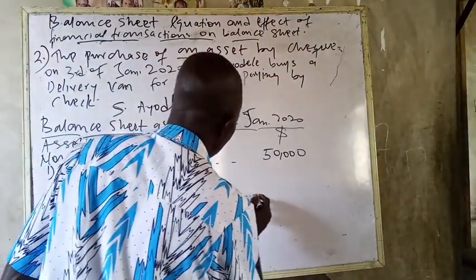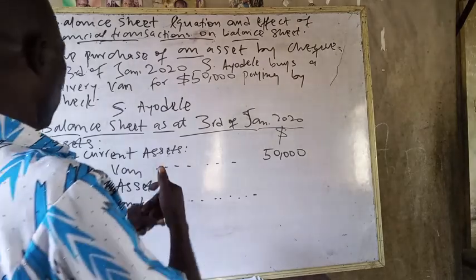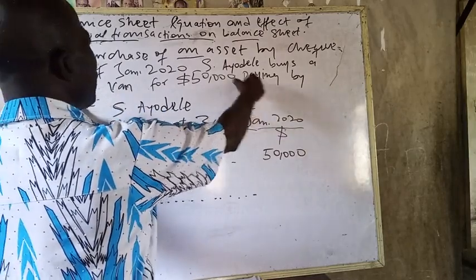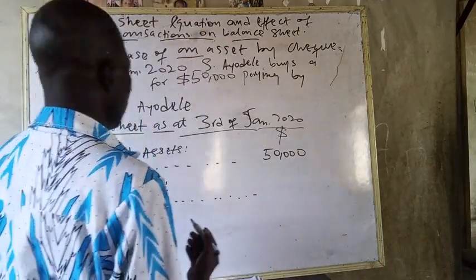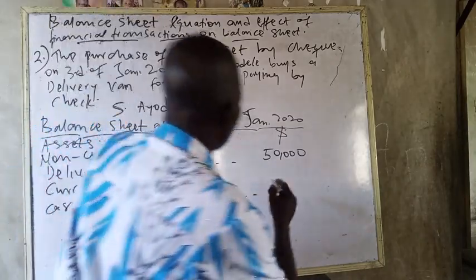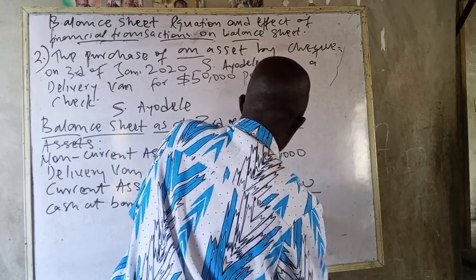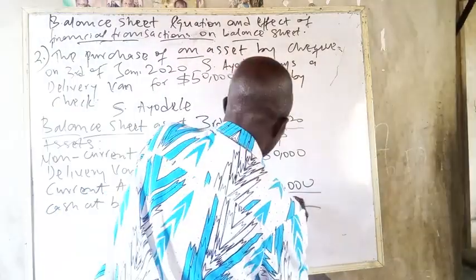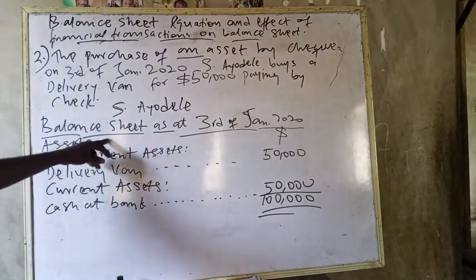We have 100,000 there before, but because he said he paid by check, the money in the bank has been reduced. Reduced to what? He withdrew 50,000 from 100,000, so the bank is going to reduce, and the total of this gives 100,000. This is under assets.